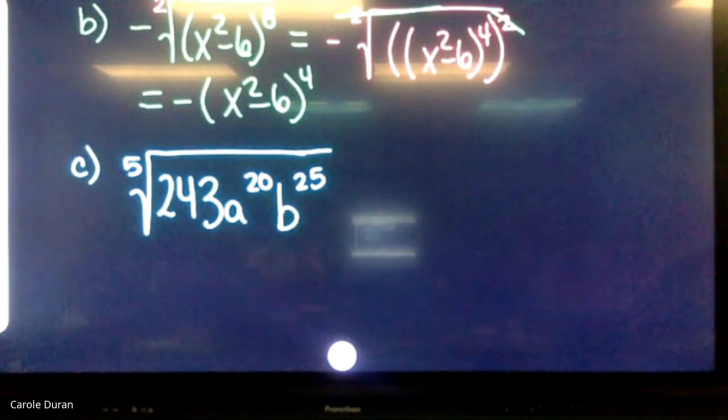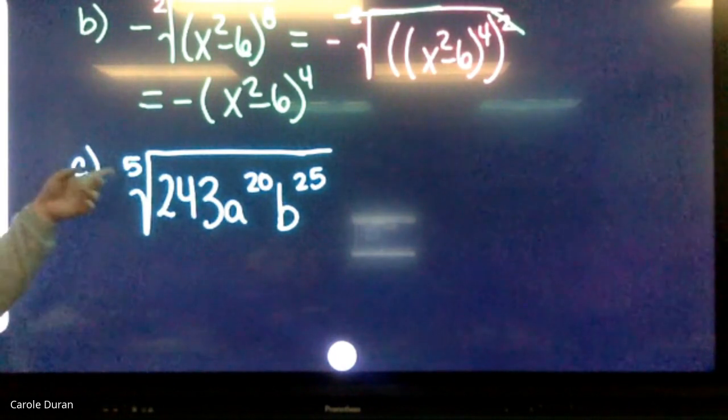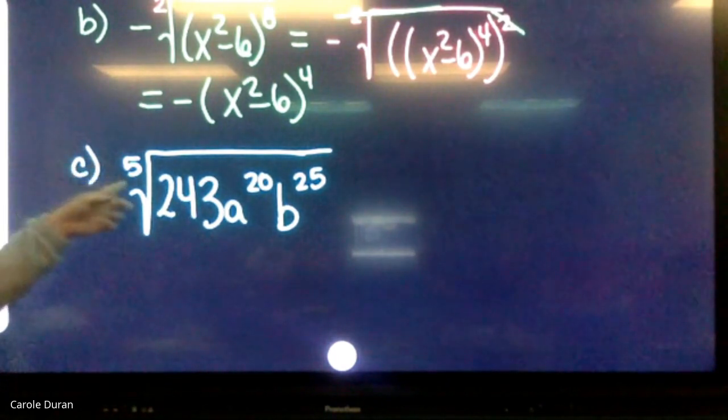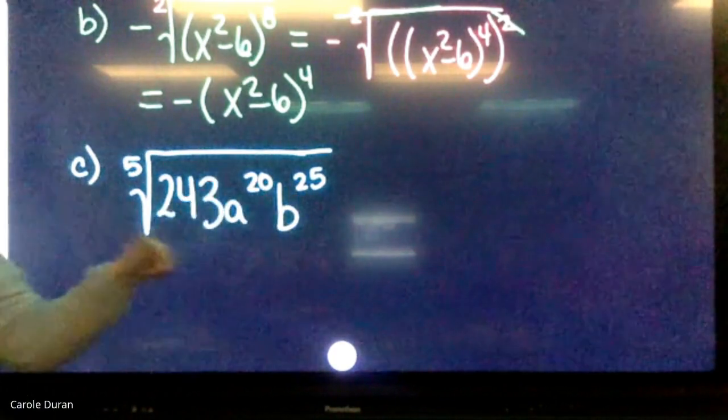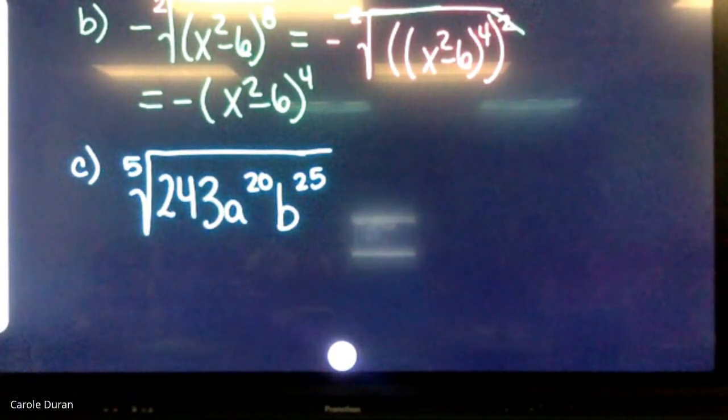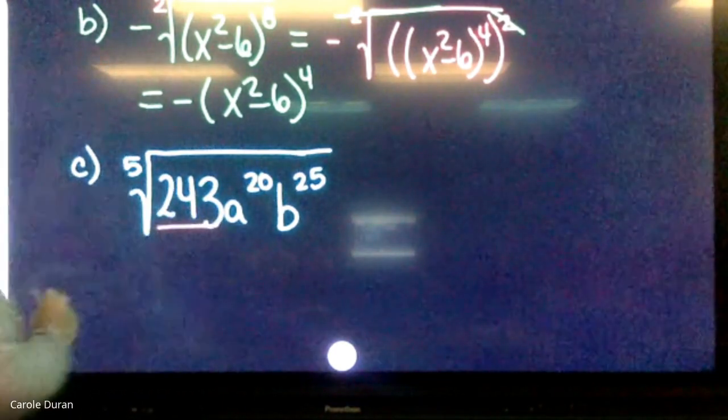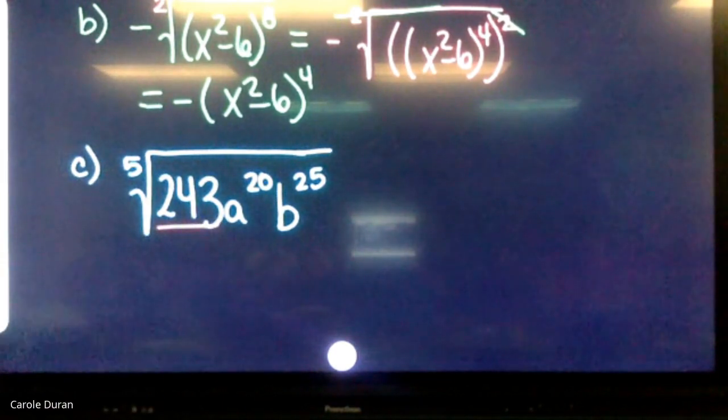So the first thing I need to take note of is what? That's 5, 5. That is a 5th root, right? So somehow I need to break everything inside of this radical down to an exponent of 5 on the outside. So the first thing I focus on is my number. I need to see if 243 has a whole number 5th root.